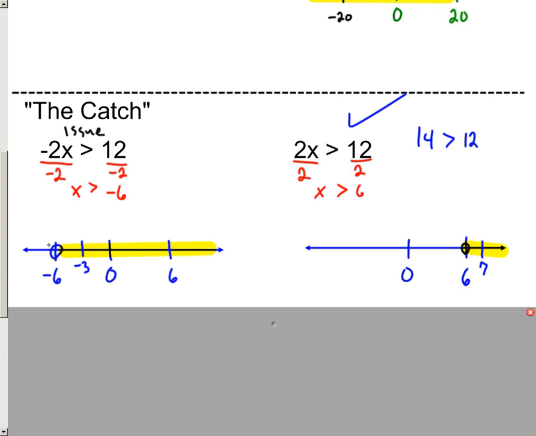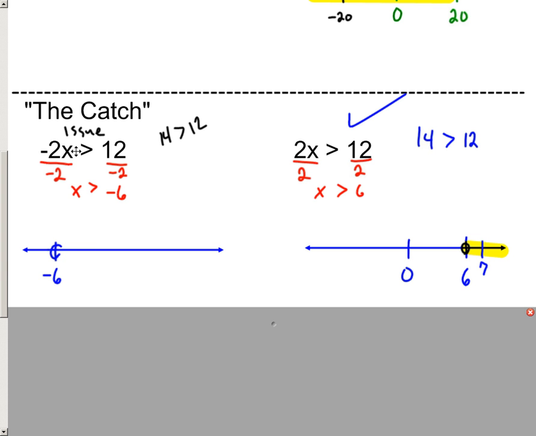If I was to choose this other side, like negative 7, what's negative 7 times negative 2? Well, that'd be positive 14, and positive 14 is bigger than 12. So if I could just go through and choose this other side, I'd be fine.